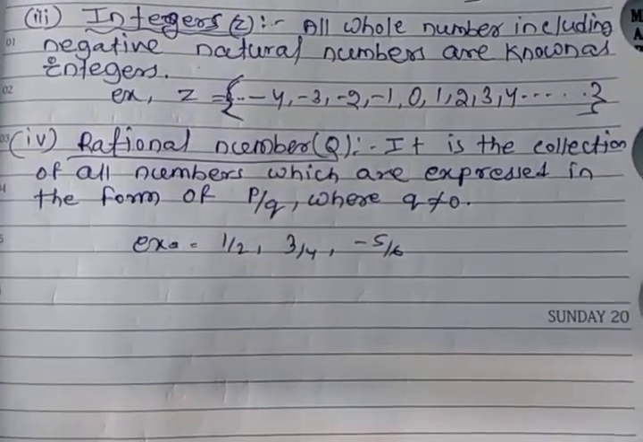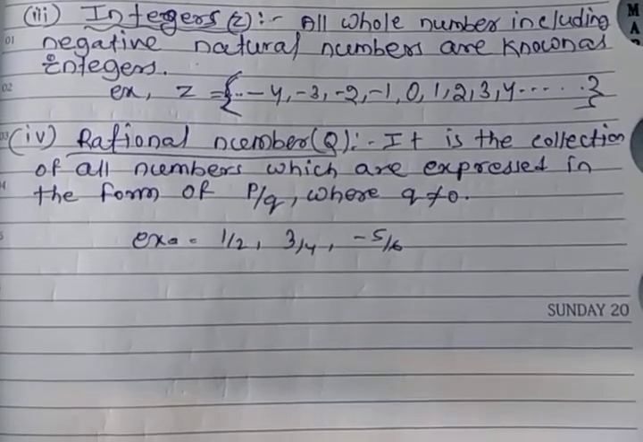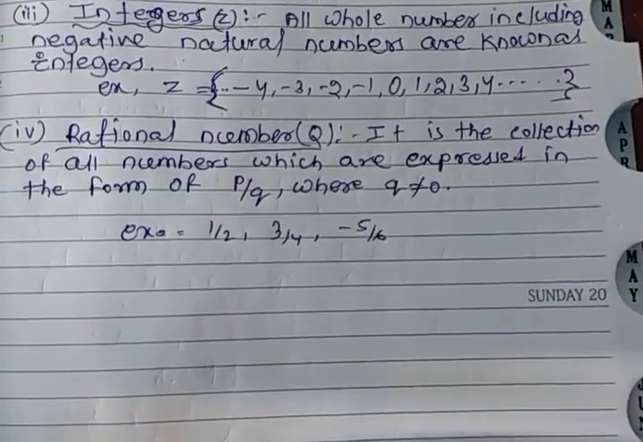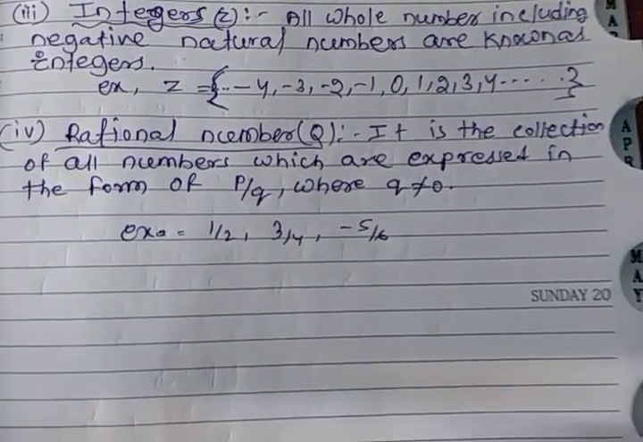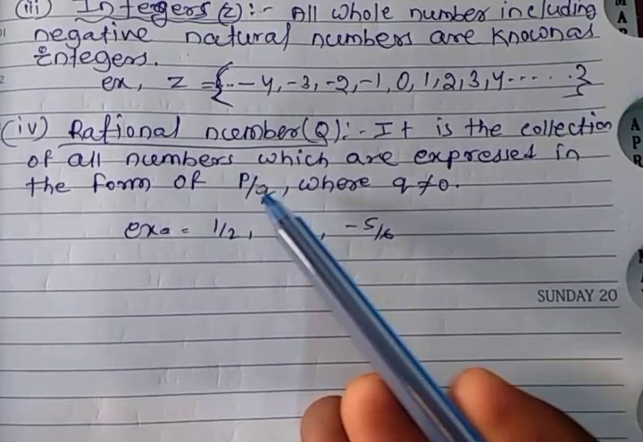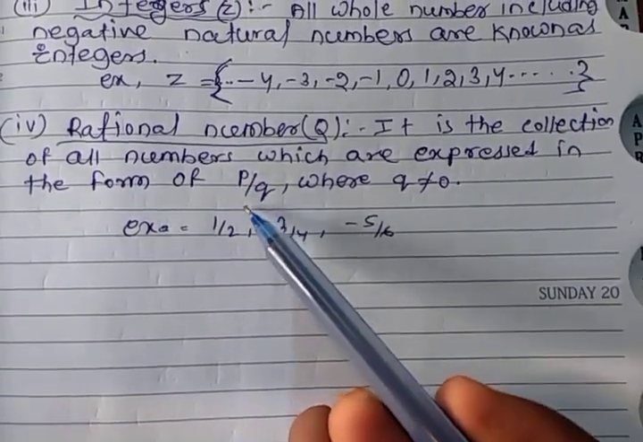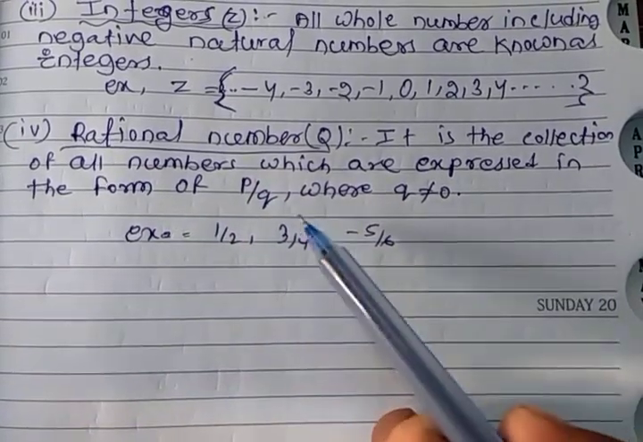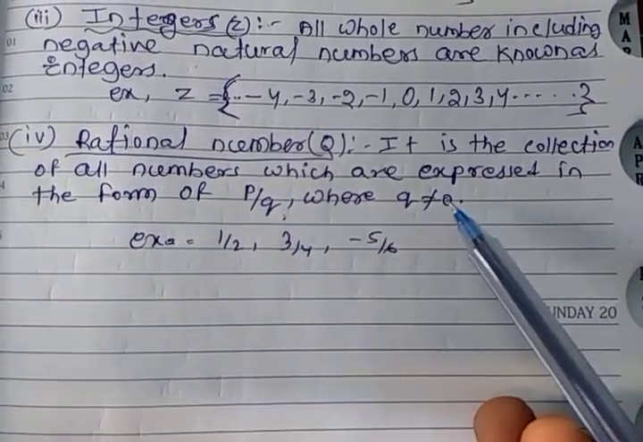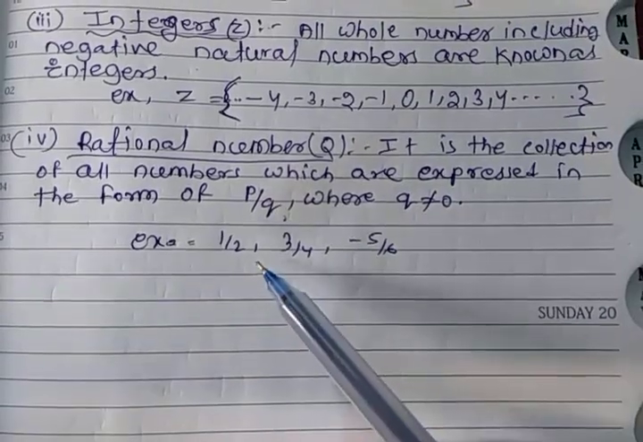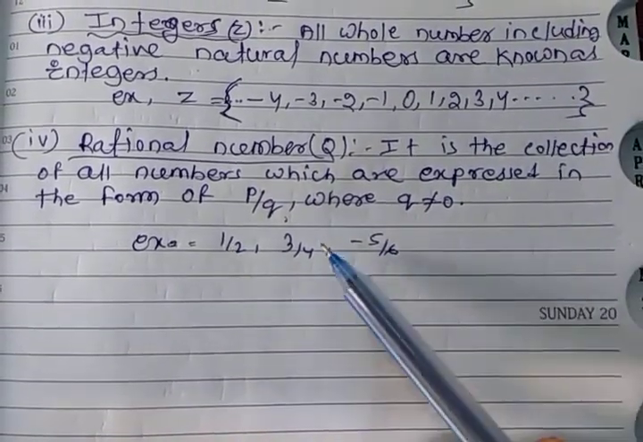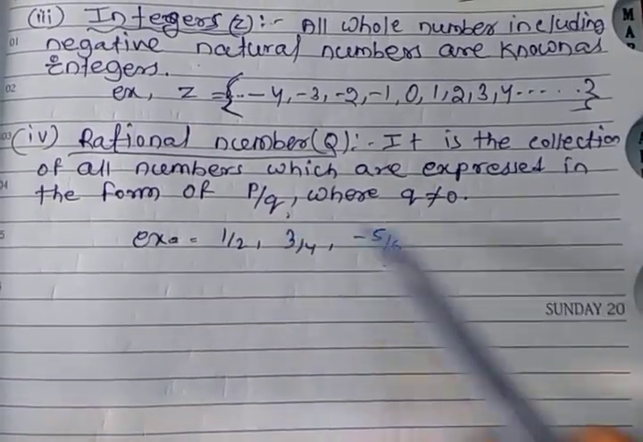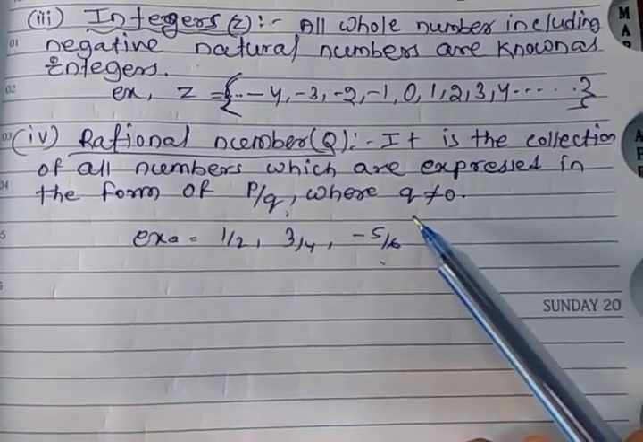Then rational numbers. It is the collection of all numbers which are expressed in the form of p by q, where q is not equal to 0. All numbers expressed in the form of p by q, meaning numerator by denominator, are also known as fractions. But there is one condition: the denominator can't be 0. There are many examples: 1 by 2, 3 by 4, -5 by 6. But we have to remember that the denominator can't be 0.